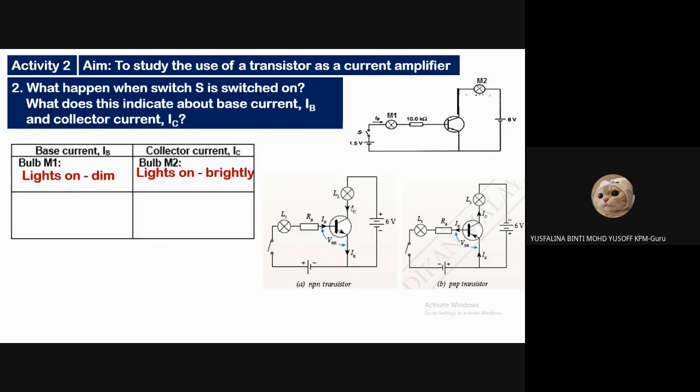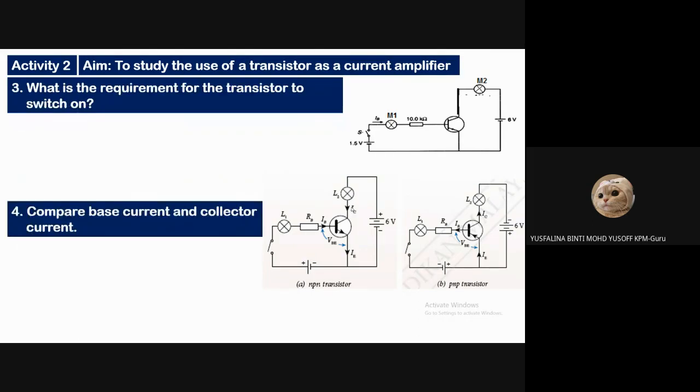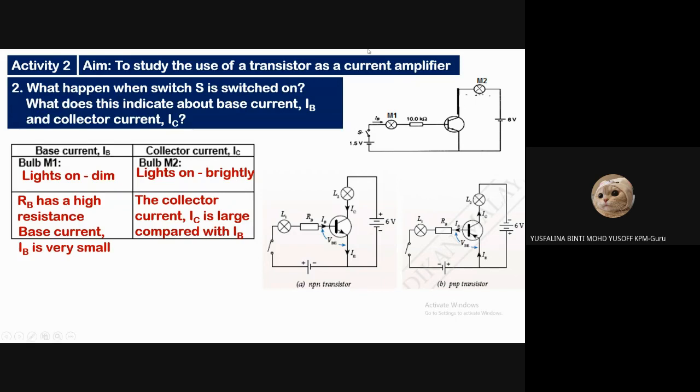When the switch is switched on, it means it is closed. Oops, sorry. So you can see here, the light is on dim at the base current. Why? Because the resistance RB is a high resistance. Remember why we need to put in the high resistance? I told you just now.